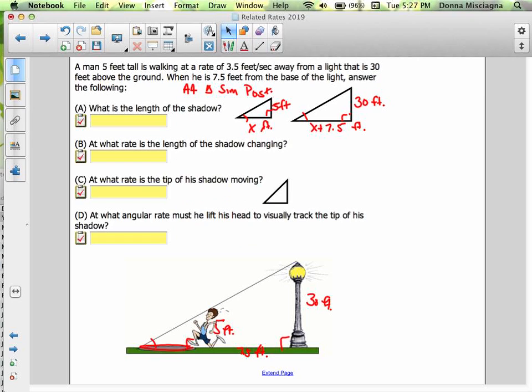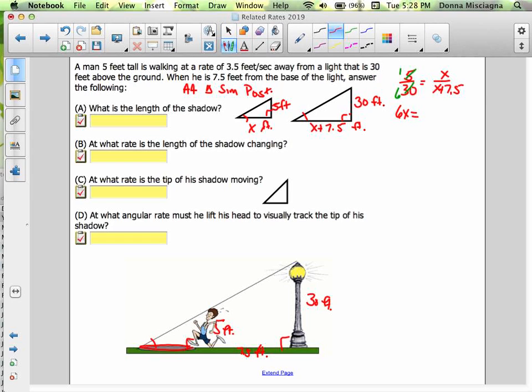All right, so this is really just a geometry problem. So we're going to compare 5 feet is to 30 feet. Actually, I don't need the units in there. 5 is to 30 as x is to x plus 7.5. We could reduce the 5 and the 30, make that 1 and 6. And so now we have 6x equals x plus 7.5.